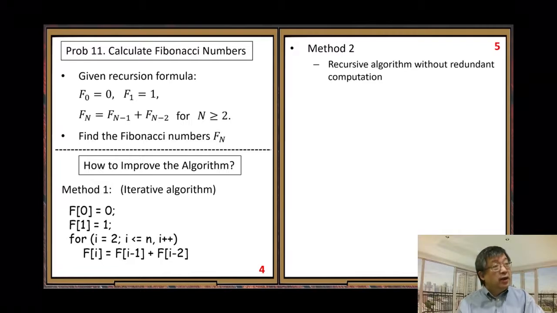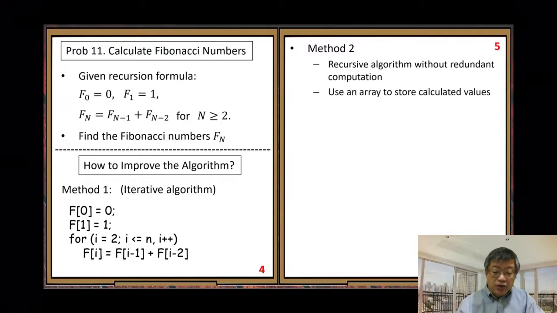All right. We do not want to throw away the recurrence formula. We want to use it. But we want to avoid redundant calculation. Why? Later I will explain. Here, let us look at method number 2 first.